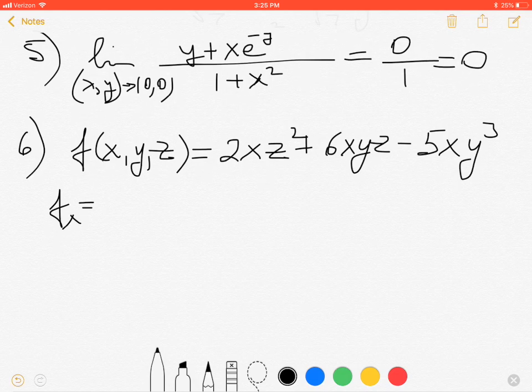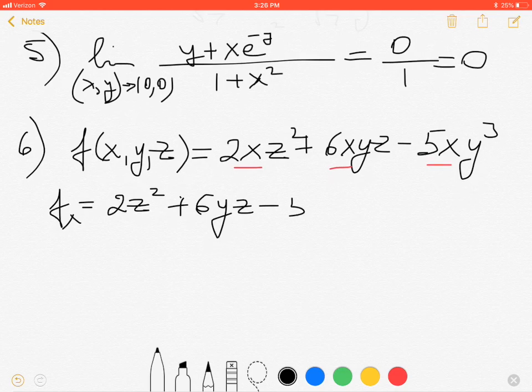Find the derivative with respect to x. Where you have x here, here, and there. This means the derivative will be 2z squared plus 6yz minus 5y cubed.